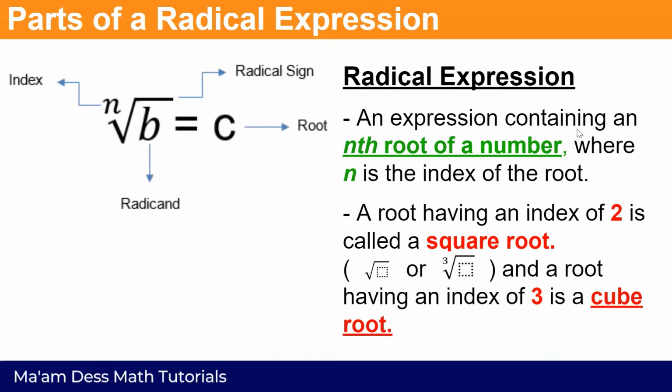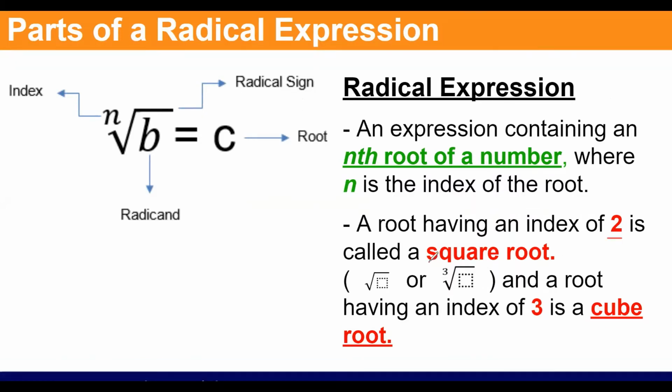An expression containing an nth root of a number where n is the index of the root. So, ayan, pag nakita po tayo ng radical sign and then may given po sa loob, may radicand kompleto, may sagot, ang tawag po dun ay radical expression. A root having an index of 2 is called a square root. So, binanggit ko na po kanina, kapag ang index ay 2, ang tawag po natin doon ay square root.